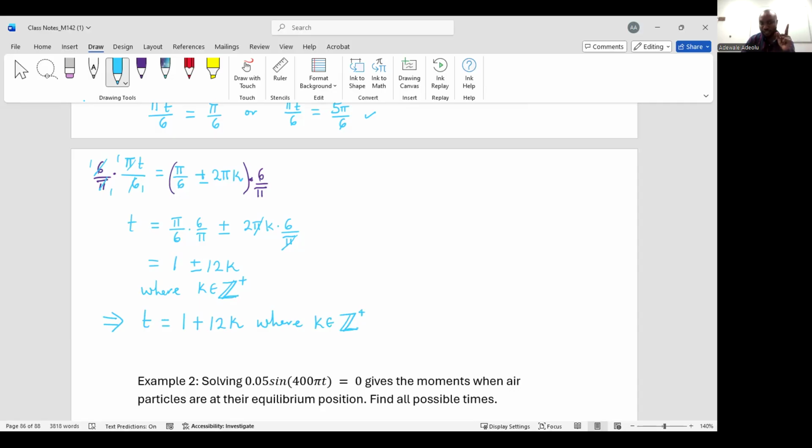When k is 1, 13 hours. When k is 2, that is 12 times 2, 24 plus 1, 25 hours. So that is how it happens. 1 hour, the next one is at 13 hours, the next one is at 25 hours, the next one is at, that is 3 times 12, 36 plus 1, 37 hours. So you can see just plus 12, plus 12, plus 12, plus 12.